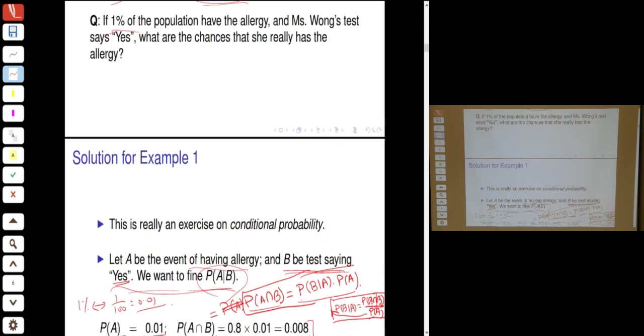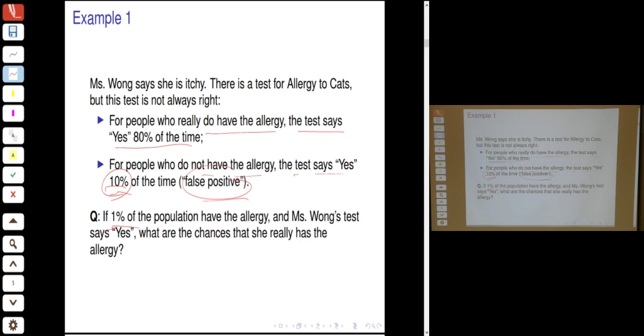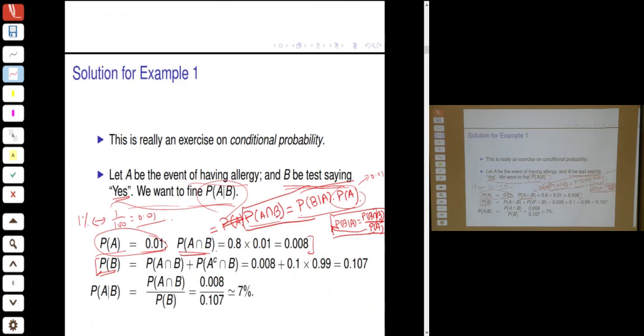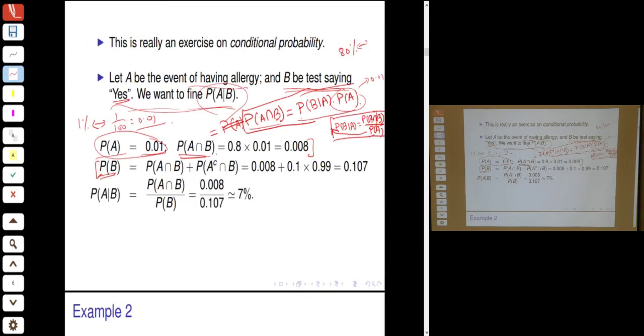So let us now look for these quantities in the given data. Probability of A is already given to be 0.01. So this is good. What is the probability of B given A? Well, for people who really have the allergy, so given that you have the allergy, the test detects it 80% of the time. So given that you have the allergy, the test says yes with probability 80%, which in terms of fractions is 80 over 100.